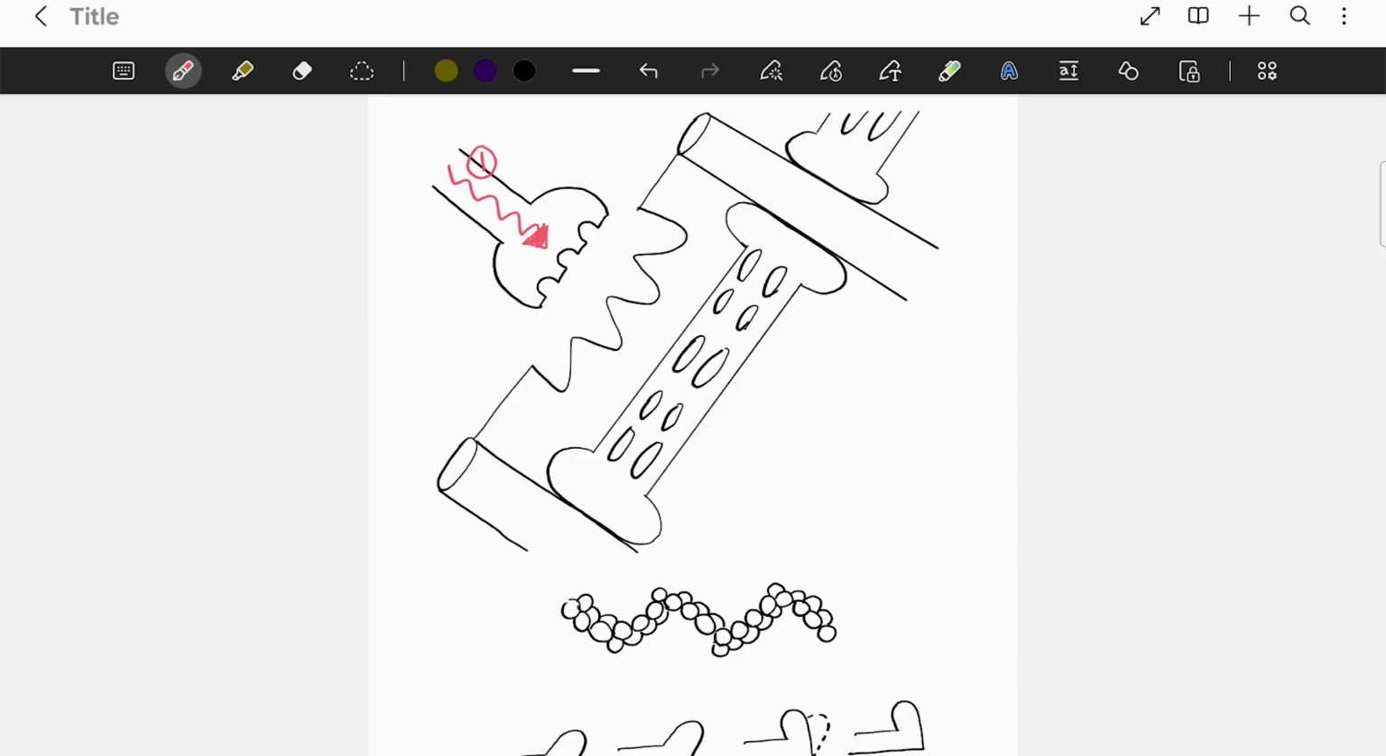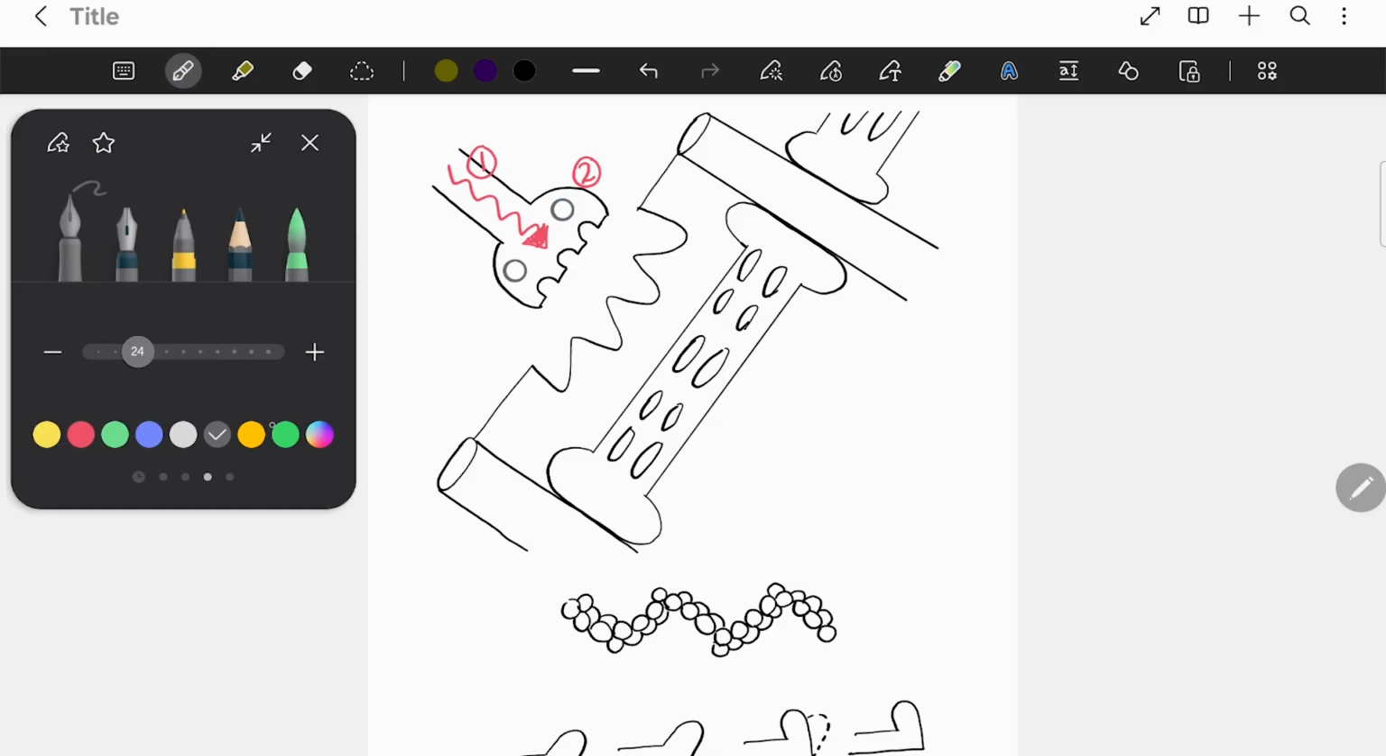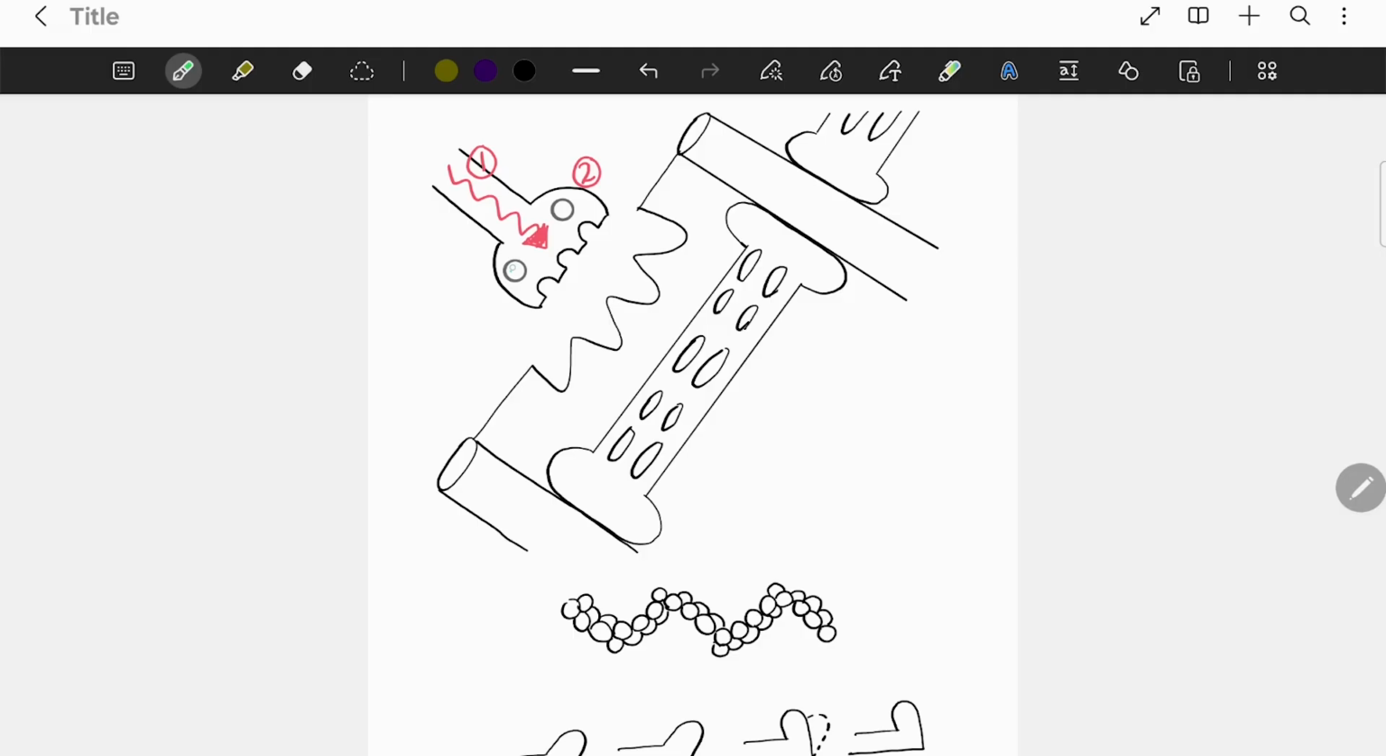When the action potential reaches the axon terminals, which is this bulb right here, acetylcholine is released into the synaptic cleft. So what does that look like? There are little vesicles in this axon terminal, and the vesicles contain acetylcholine. I'm going to put little green dots in here. Those little green dots are the acetylcholine, which is a neurotransmitter. It's a neurotransmitter that makes muscles contract.